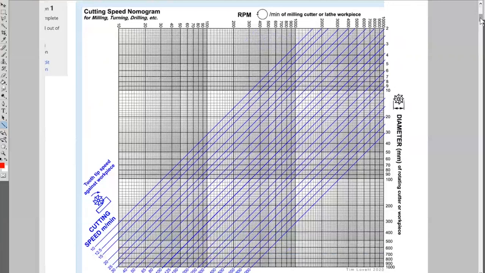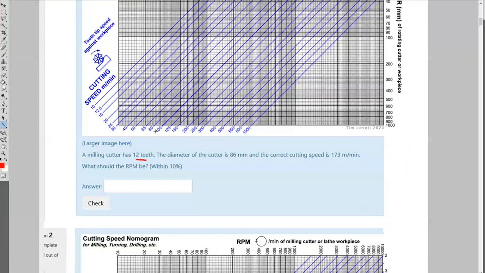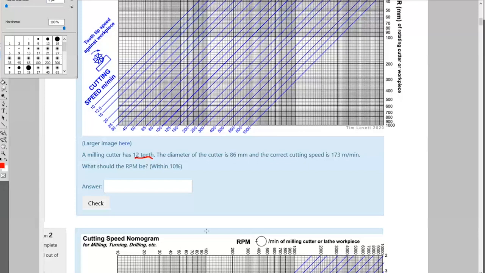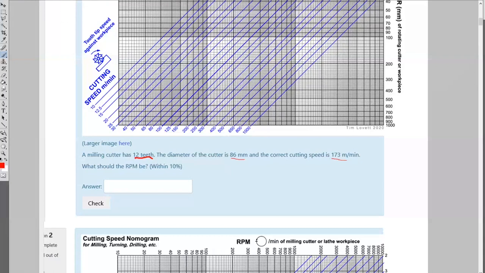A milling cutter has 12 teeth. That's exciting. So it's got 12 teeth. And what else about it? The diameter of the cutter, that's a bit big. Right, the diameter of the cutter is 86 millimeters, and the correct cutting speed is 173. So we're going 173 meters per minute.